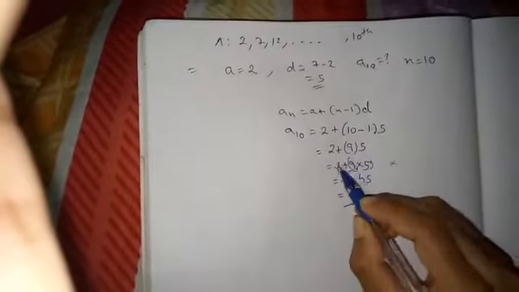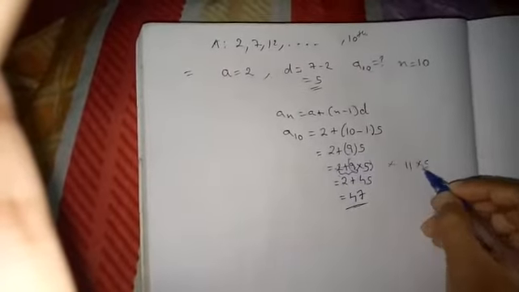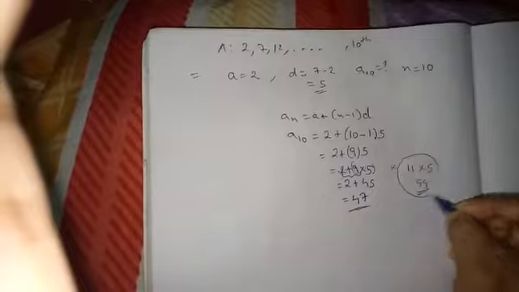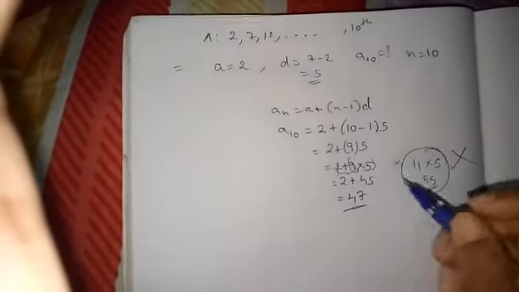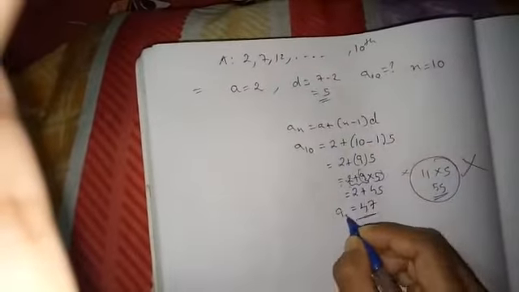Don't add then multiply. If you add like this, 2 plus 9, what will be? 11 into 5 you will get 55. So this is wrong. First you have to multiply, then you have to add. So you got it as 47. Next we will see one more problem.